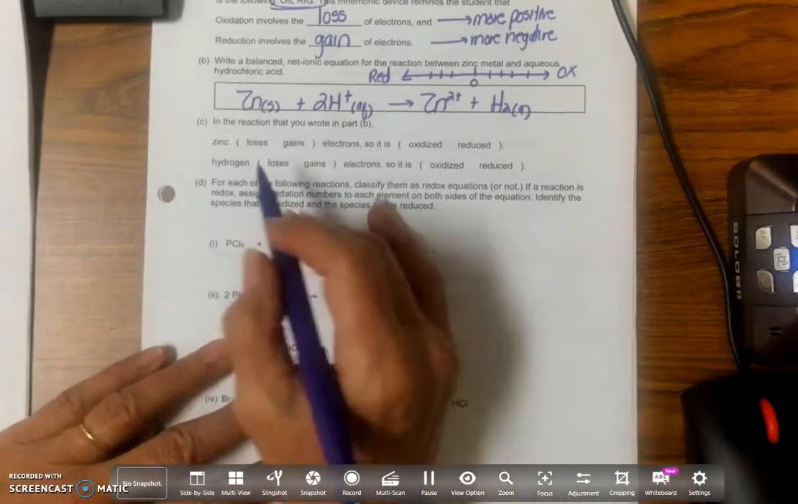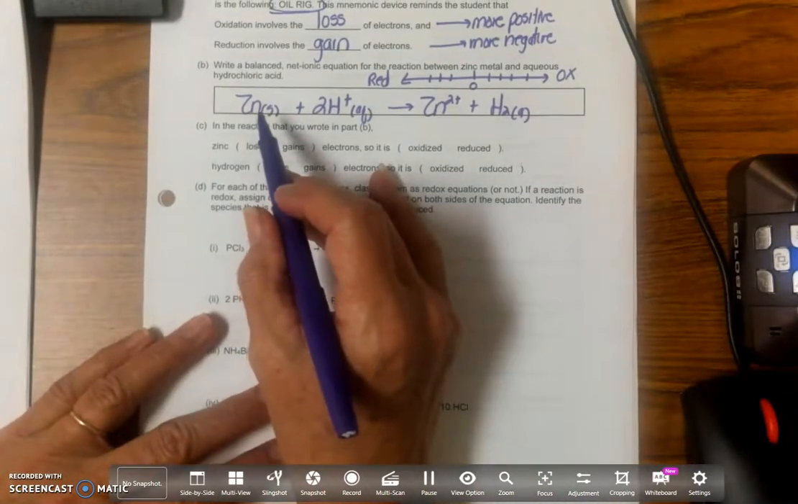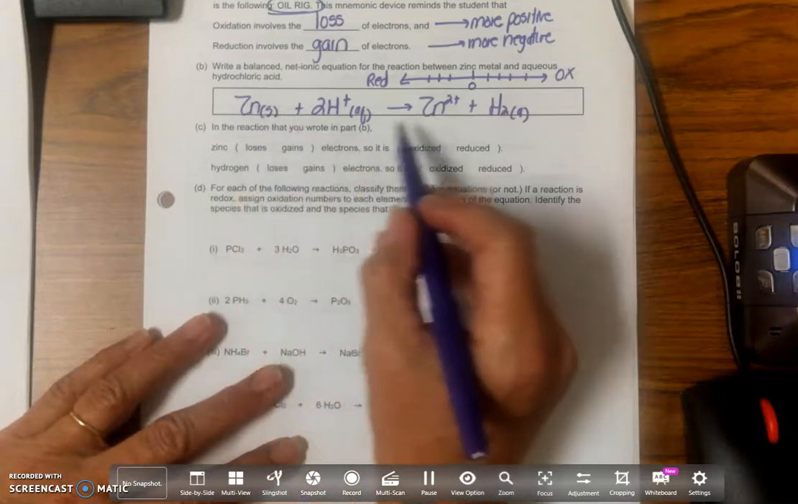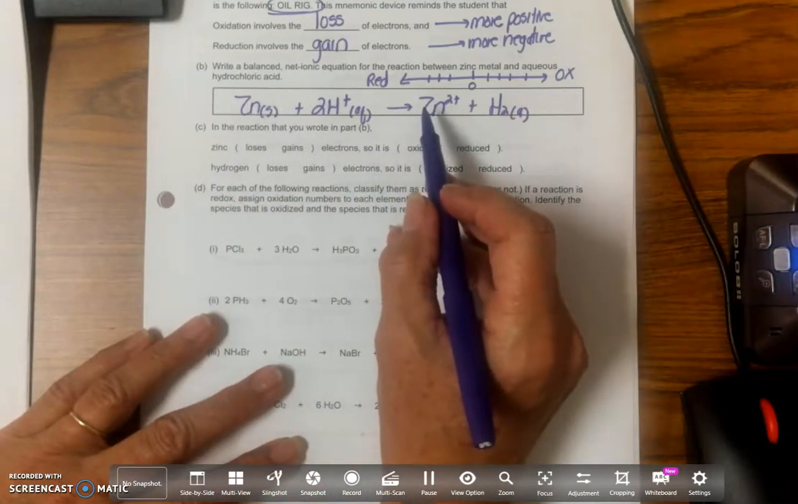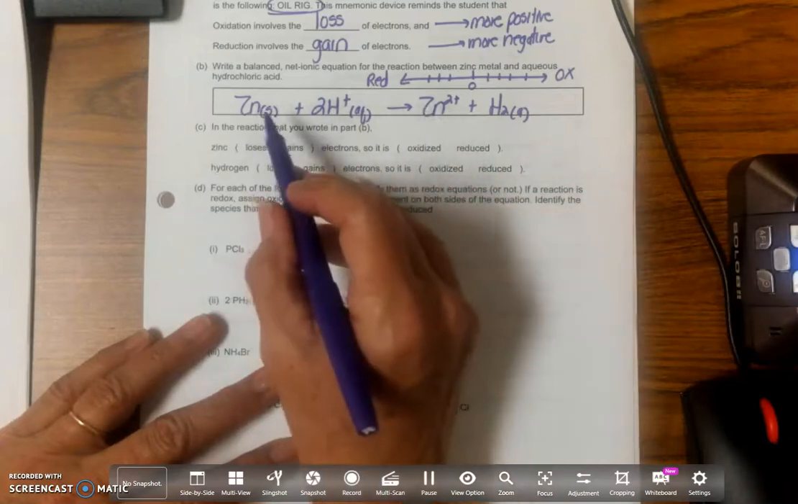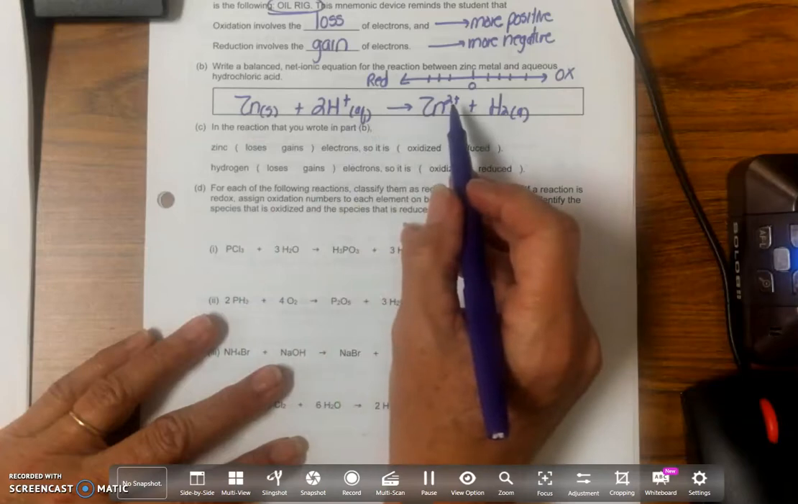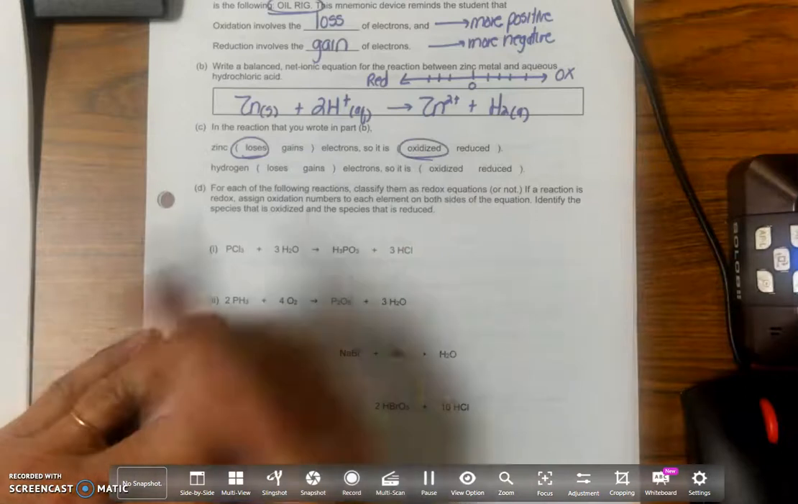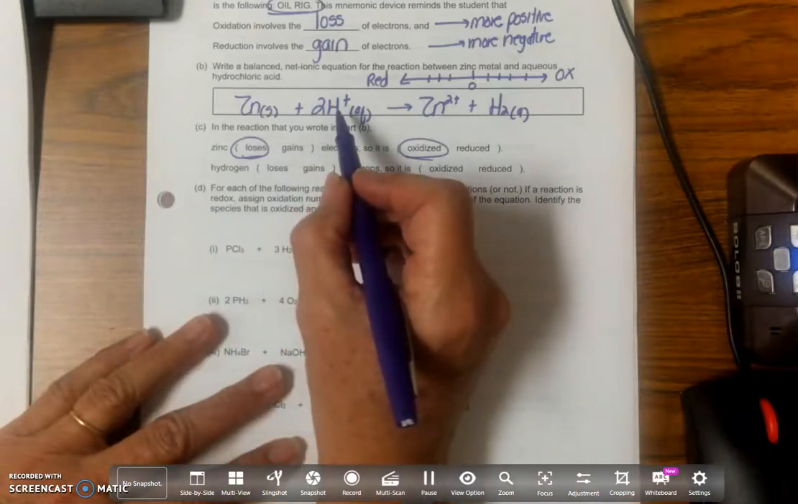Now, in this reaction that I wrote, remember who is losing and who is gaining. Zinc is becoming more positive. Remember what we're losing. We're losing electrons. Electrons are negative. So if I'm losing negative things, I become more positive. So it's being oxidized.